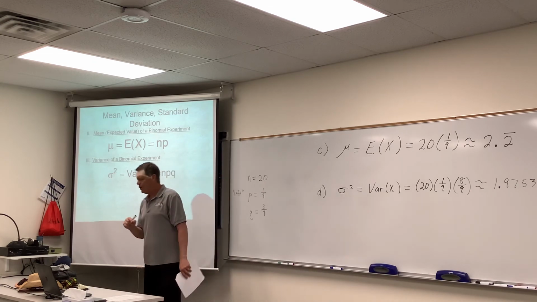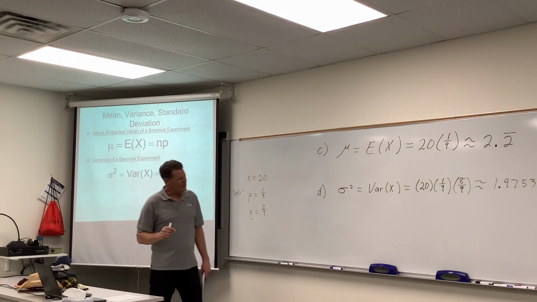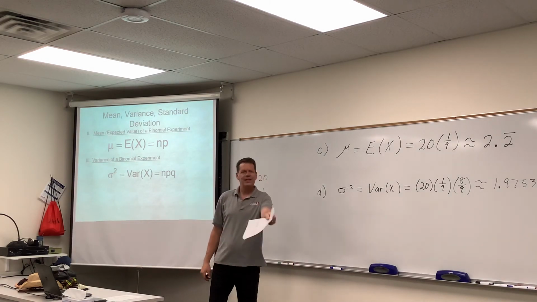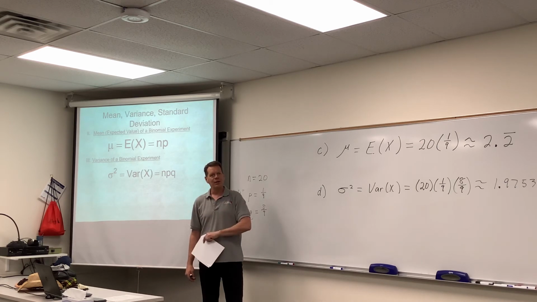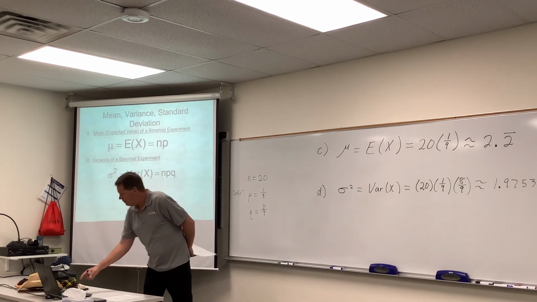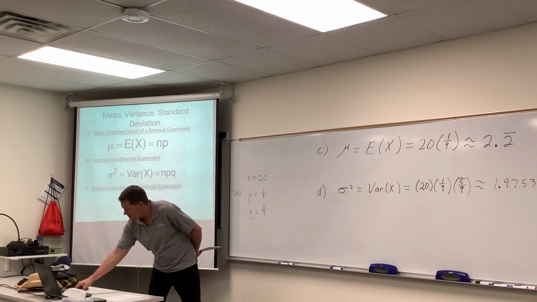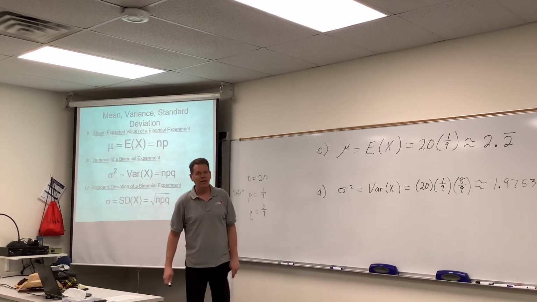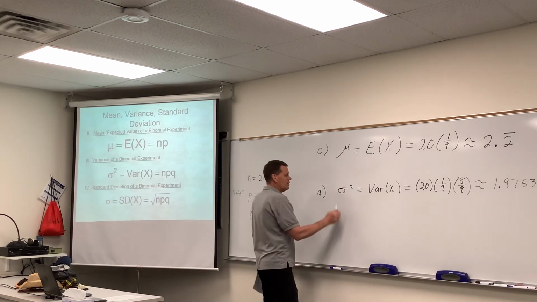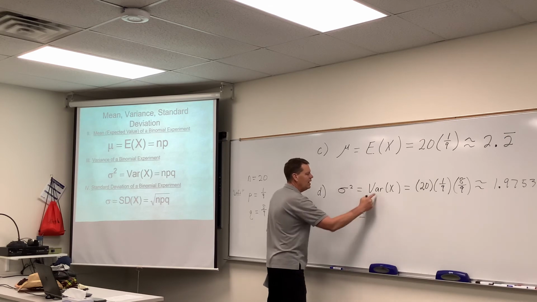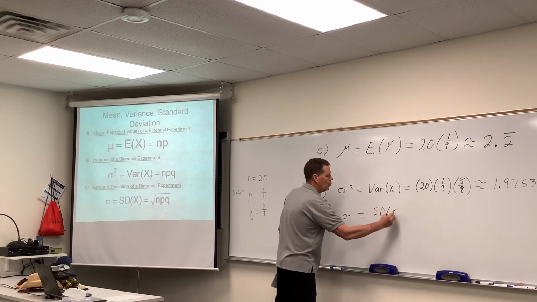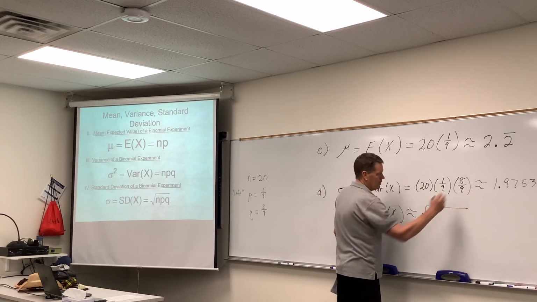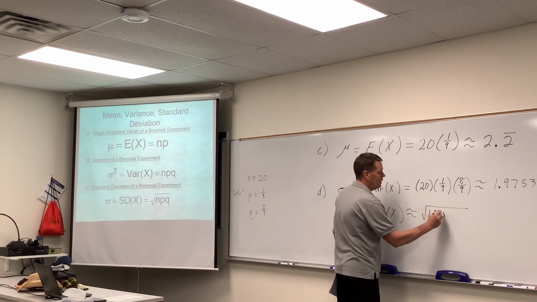Now remember, the question was to find the standard deviation. So if you have a variance, how do you find the standard deviation? You take the square root. That's right, you take the square root of that previous answer. And so if the formula for variance is npq, wouldn't it make sense that the formula for standard deviation would be the square root of npq? In other words, the square root of that previous number. So this would be symbolically sigma, otherwise known as the standard deviation for our random variable. And this would be basically the square root of that 1.97 and so on.